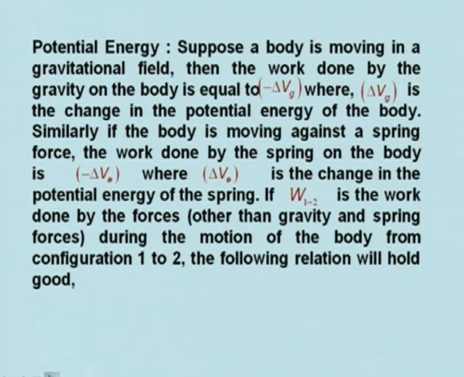Now, we discuss the potential energy. Suppose a body is moving in a gravitational field, then the work done by gravity on the body is equal to minus delta V_g, we know.